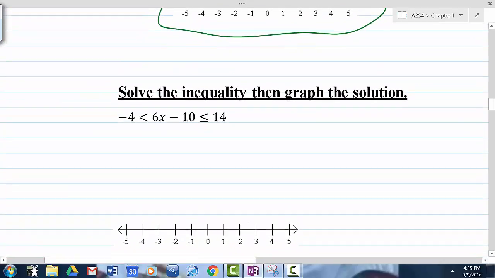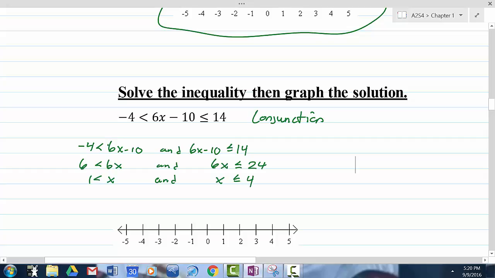Alright, so then from here we can solve the inequality and graph its solution. Say for example this compound inequality, this conjunction right here. Let me back up a little bit, because here's what you have to understand. You're solving two inequalities at the same time. The inequalities that you're solving are -4 is less than 6x minus 10, and you're also solving 6x minus 10 is less than or equal to 14. Both of those at the same time.